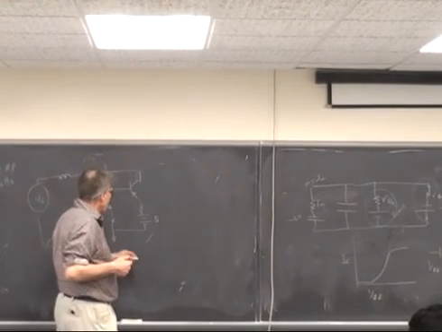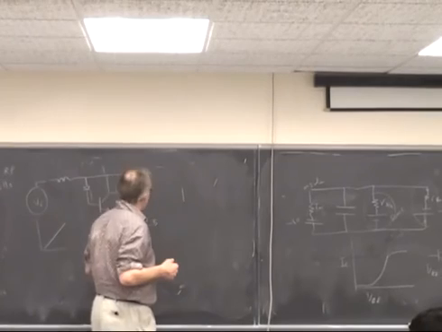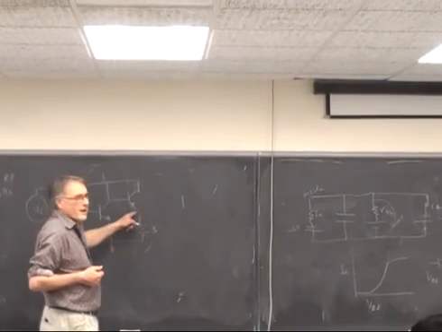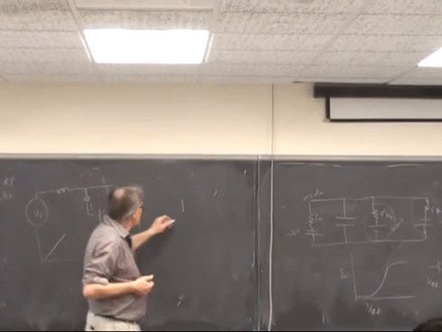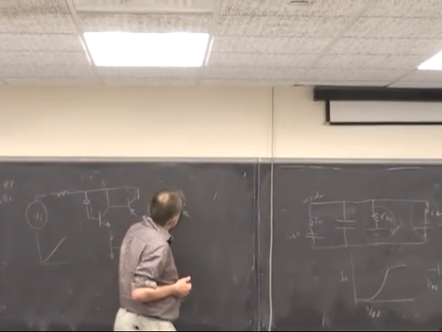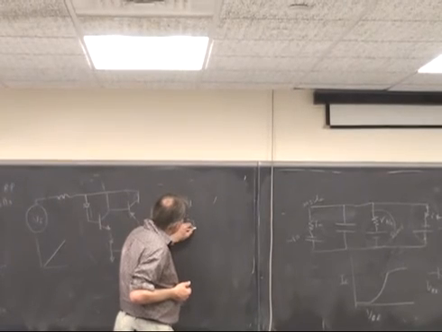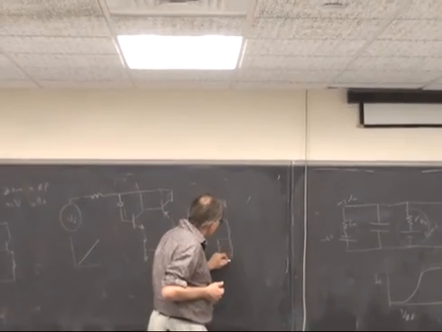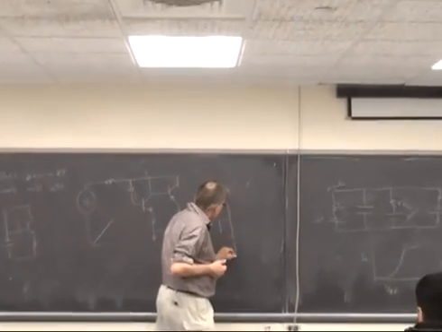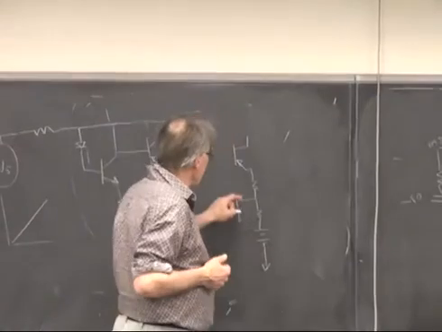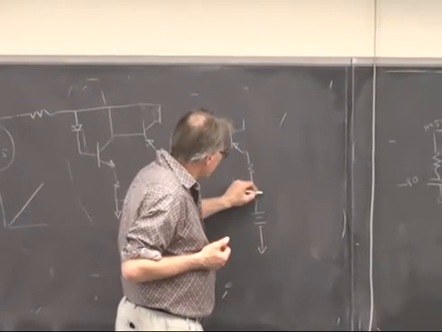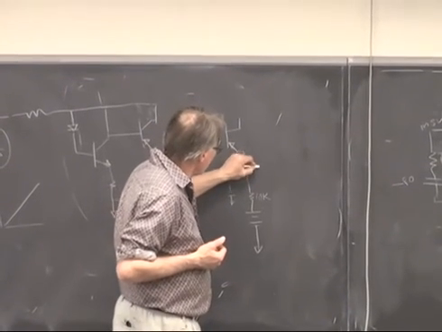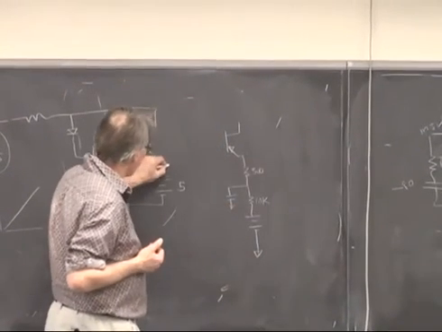What if we flip the battery? Oh. But then this is biased backwards, right? So what if you did this? Instead, you have like a 10K resistor here and a 500 ohm resistor here, and this would be 500 ohms.